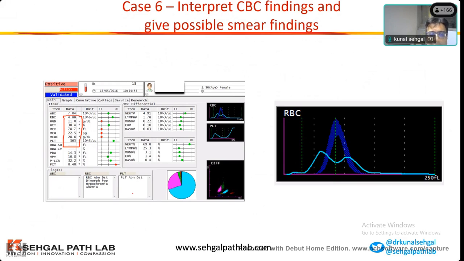Now look at your RBC flags. The machine is already giving you abnormal distribution because RDW didn't come. You see, this is the base of the normal population, and this is the base of the patient population. Very wide. It is telling you hypochromia because MCH is low. It is telling you anemia because hemoglobin is low. Everything which you and I can interpret, correct? So everything is coming from the histogram.